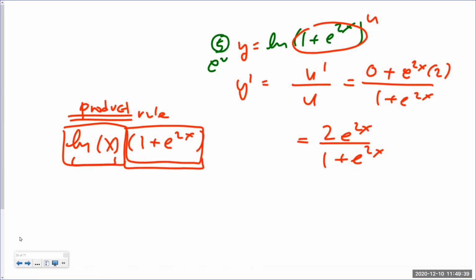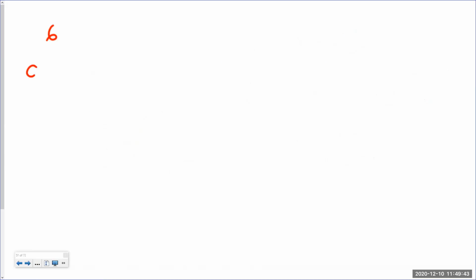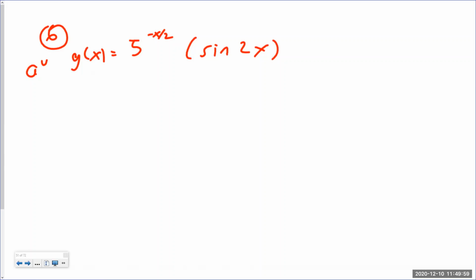Tonight's homework, number 6? Okay. So this is number 6 on the a to the u homework. Okay, so we have 5 to the negative x over 2 times sine 2x. And we're taking the derivative of this, right? Okay, so this is called g. You guys good that it's product rule? Okay, so here we go.